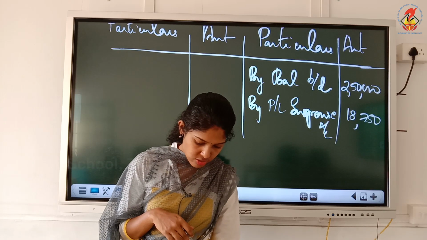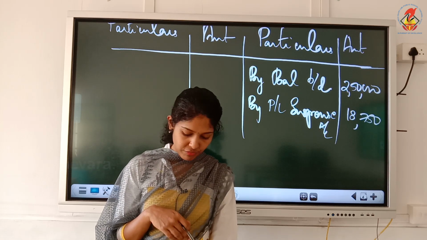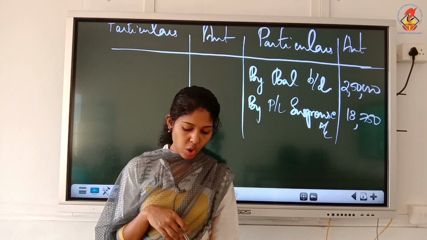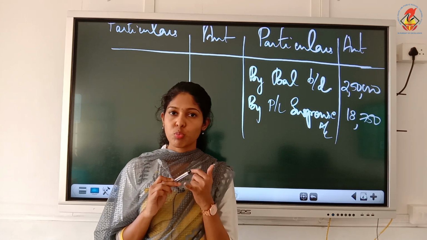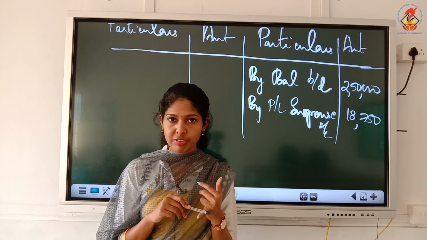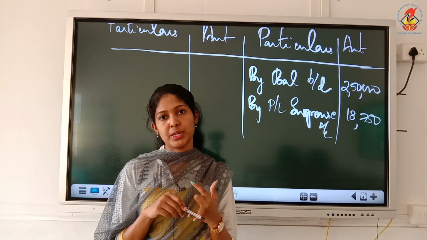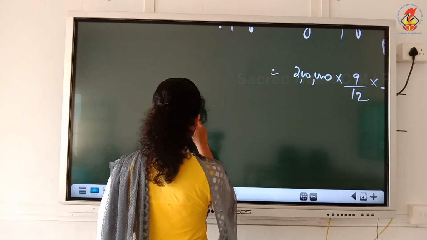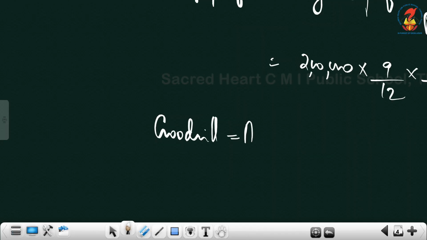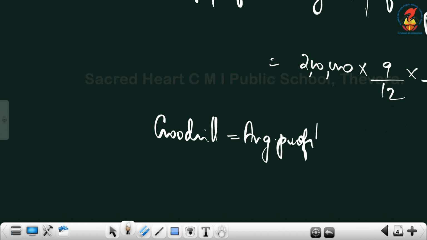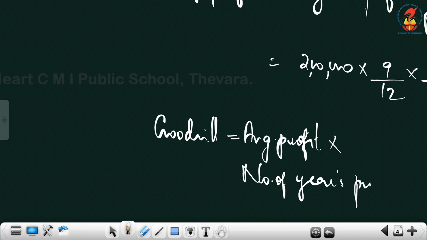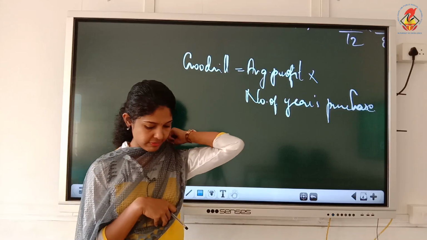Then next adjustment is share of goodwill calculation. There the formula you have to apply: on the base of 3 years purchase of average profit of last 4 years. So what's the formula for goodwill here? Average profit into number of years purchase. So we'll write the formula and do the calculation for goodwill. Average profit into number of years purchase, and here average profit means total divided by number.